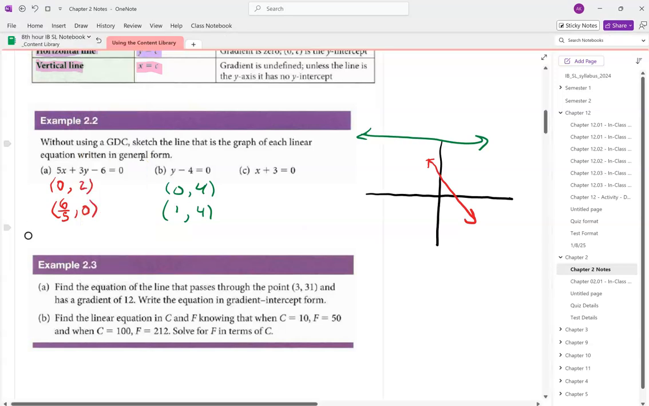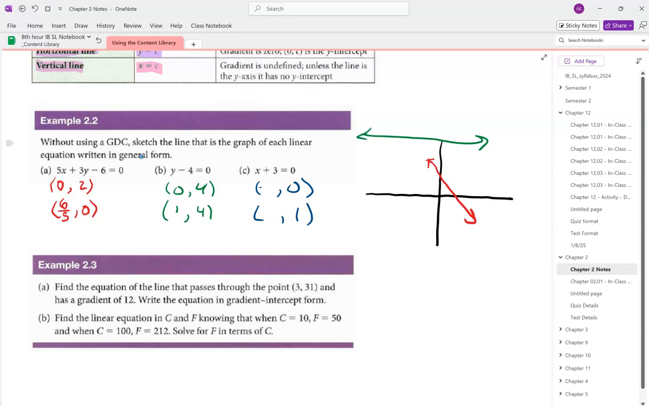Okay, if I look at the third one, what do I notice here? There's no y. So again, y can be whatever we want it to be. I'll just pick it to be 0, then 1. What does x have to be? -3. So there, that's something like that.